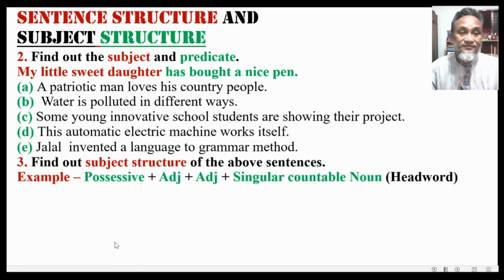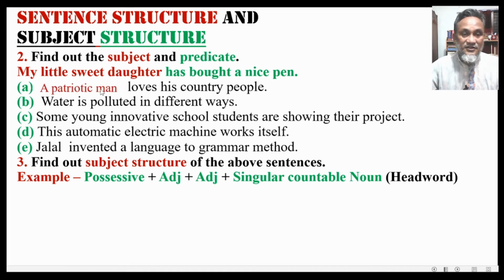Then next one, sentence structure and subject structure. Then we know an English sentence has two structures, subject and predicate. For example, my little sweet daughter, subject, has bought a nice pen for it, predicate. Then divide all these sentences. They are subject and part of subject and predicate. Pause the video, answer your question, then run the video and compare your answer with my answer.